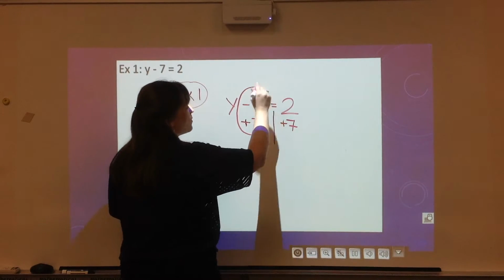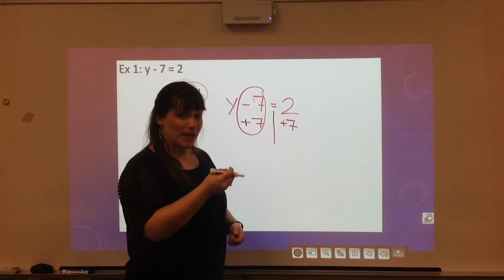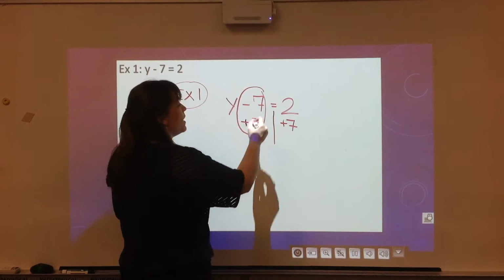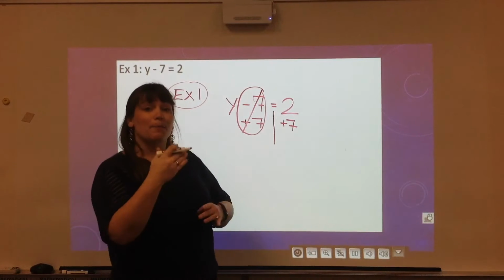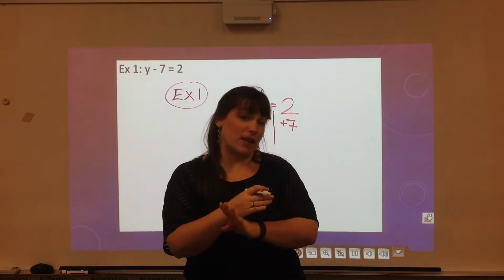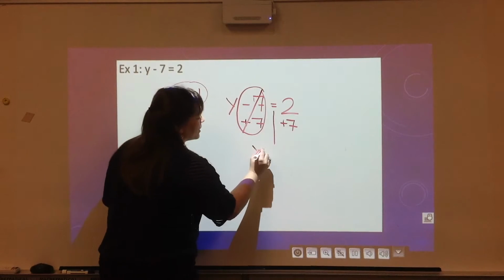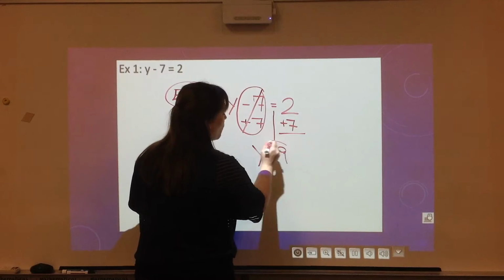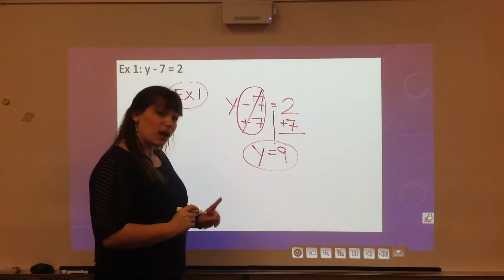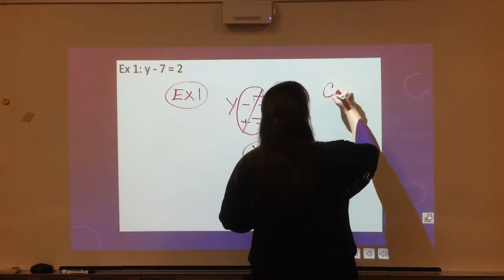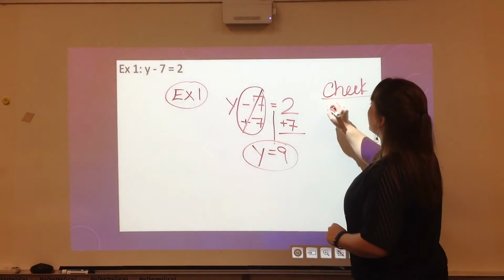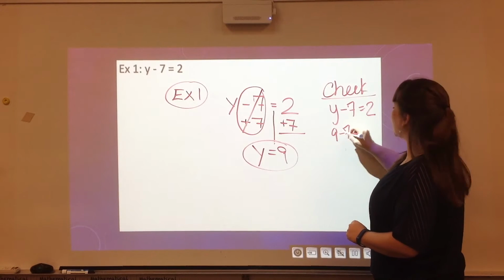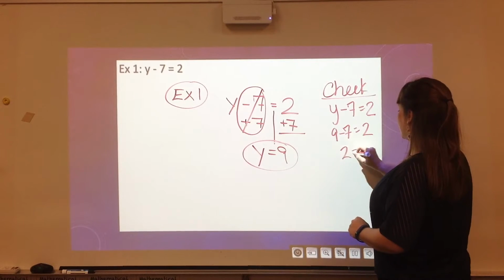If you are in debt $7 and then you pay back that debt, you have nothing. So that's why I'm going to draw a big 0 and cross it out. It goes away. Subtracting a 7 and adding a 7 cancel each other out. And on the left, we're just left with y. I just have to add 2 and 7, and I get y equals 9 as my answer. I do have to perform the check. So I'm going to write the word check and the original equation. I'm going to plug and plop, and 9 minus 7 is 2.